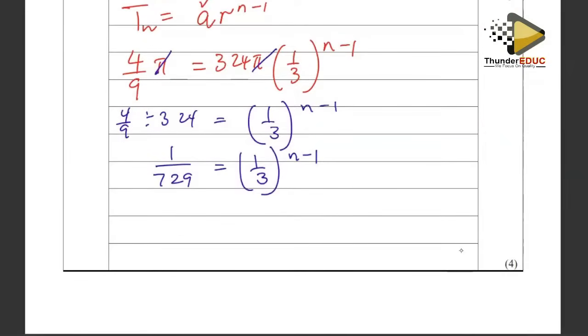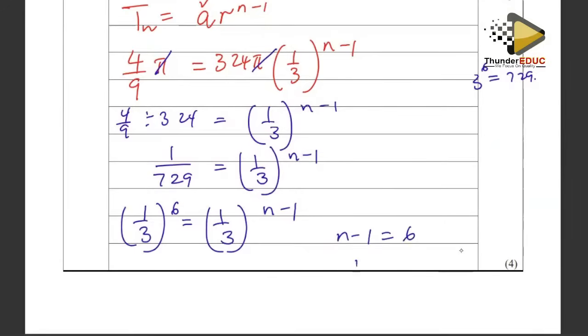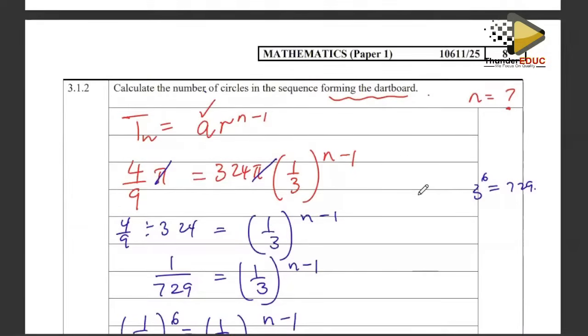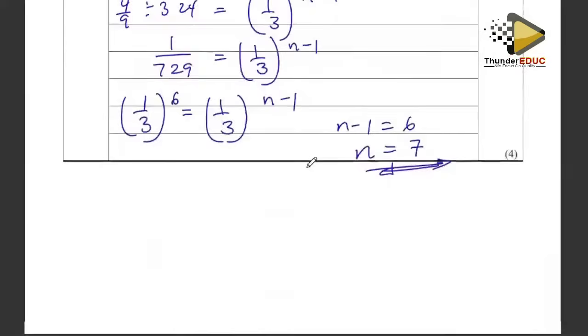Then I know that 3 to the exponent of 6 gives me 729. So this should be 1/3 to the 6 is equal to 1/3 to the n minus 1. Drop the bases since they are all 1/3, so that n minus 1 is 6, and then n becomes 7. So that is how I would have answered 3.1.2.